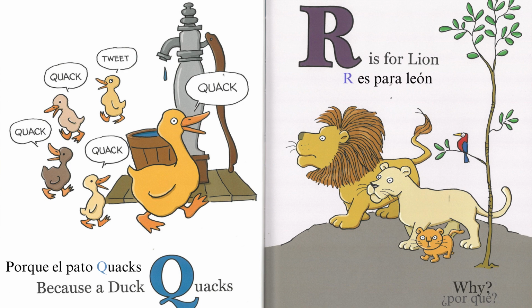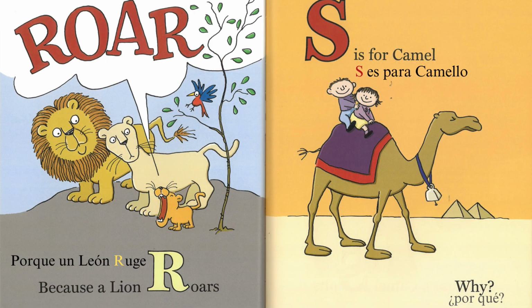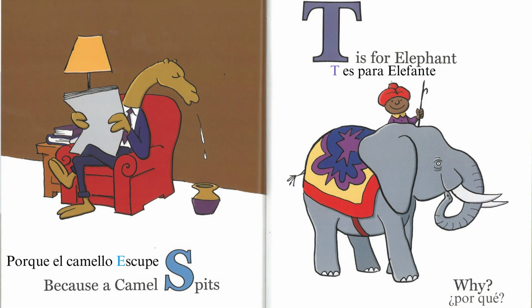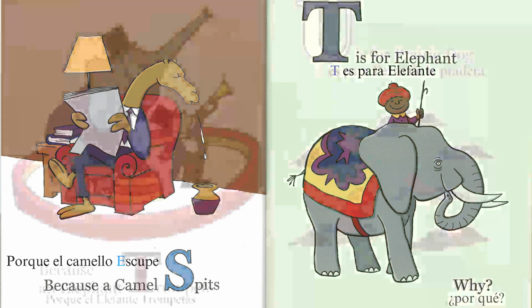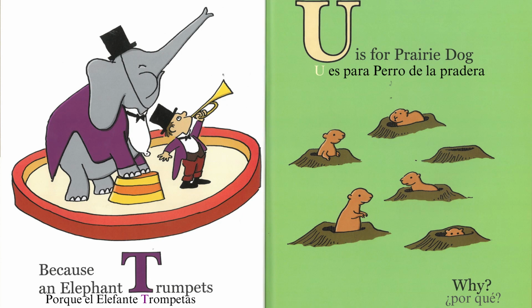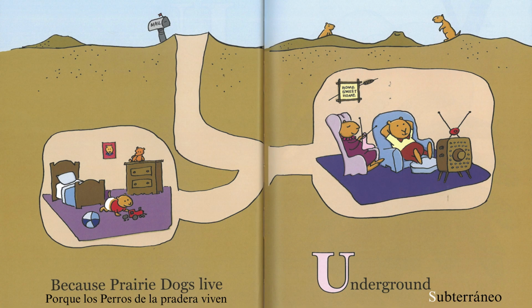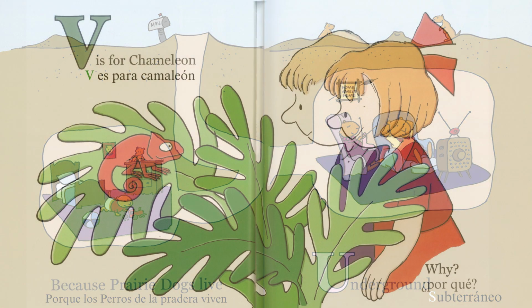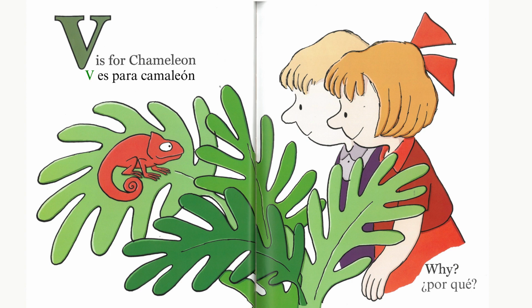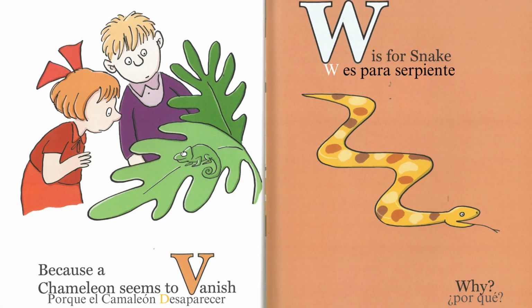R is for Lion. Why? Because a lion roars. S is for Camel. Why? Because a camel spits. T is for Elephant. Why? Because an elephant trumpets. U is for Prairie Dog. Why? Because a prairie dog lives underground. V is for Chameleon. Why? Because a chameleon seems to vanish.